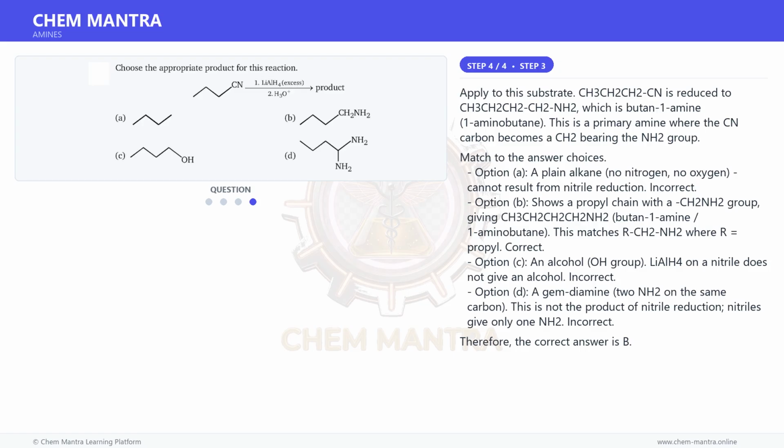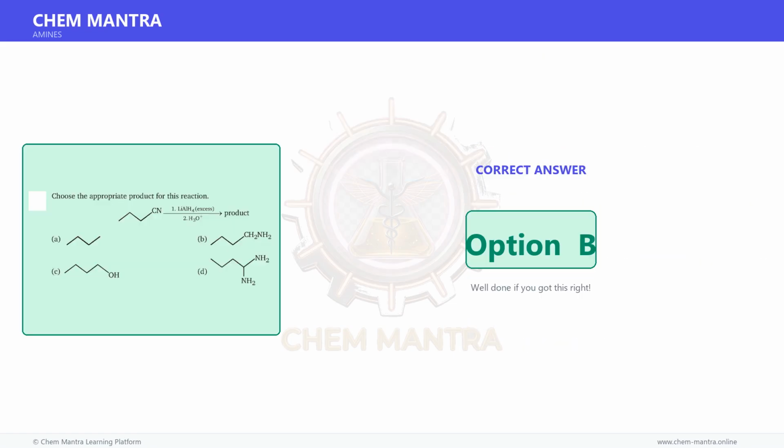Incorrect. Option D. A gem-diamine, 2 NH2 on the same carbon. This is not the product of nitrile reduction. Nitriles give only 1 NH2. Incorrect. Therefore, the correct answer is option B.